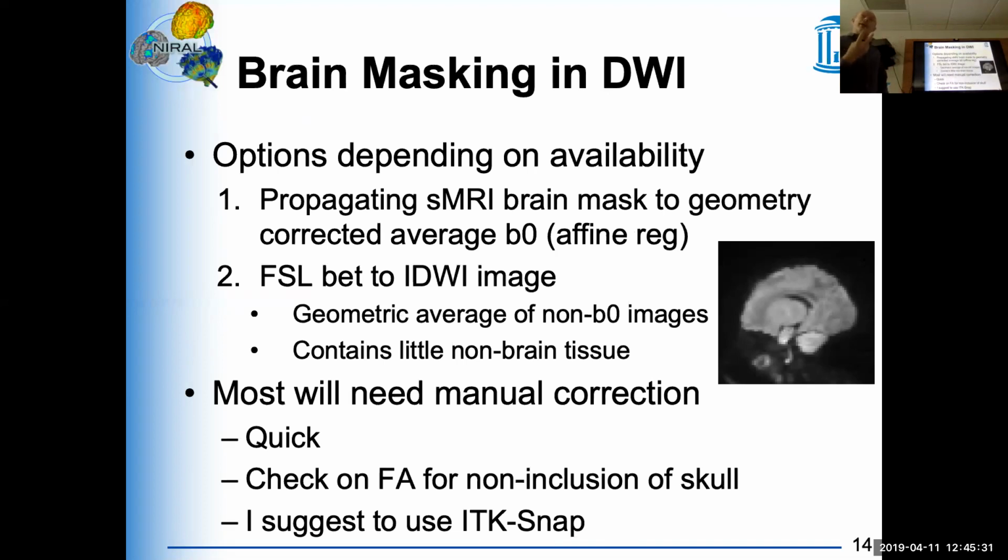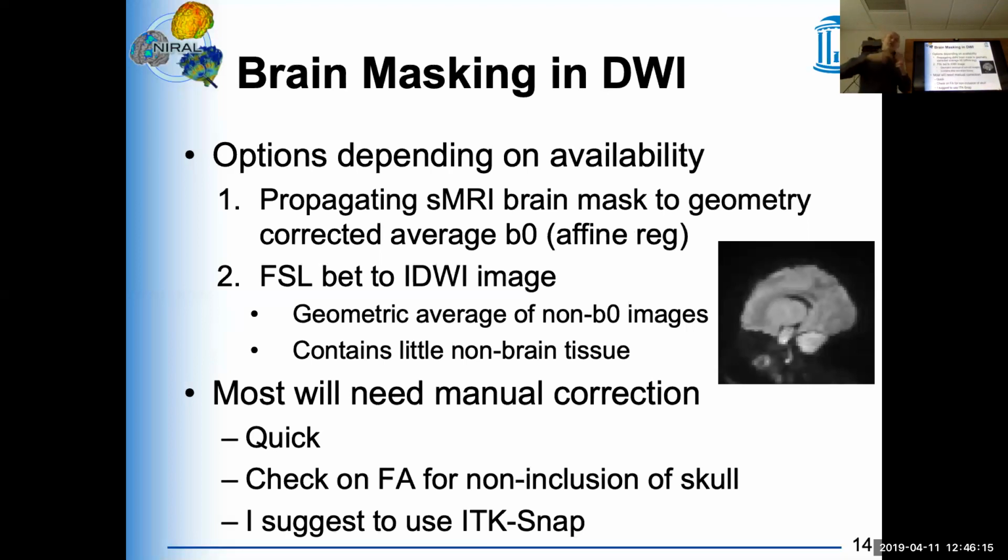There are really two ways to do that. If you have a structural MRI that you have already brain masked, you can propagate that to the geometry corrected average B0. Remember, when you run topup, you actually get out a B0 image. It's not averaged, but the set of B0 images that have been corrected for the susceptibility artifact. So now you can take this structural MRI image and do a registration to the diffusion image.